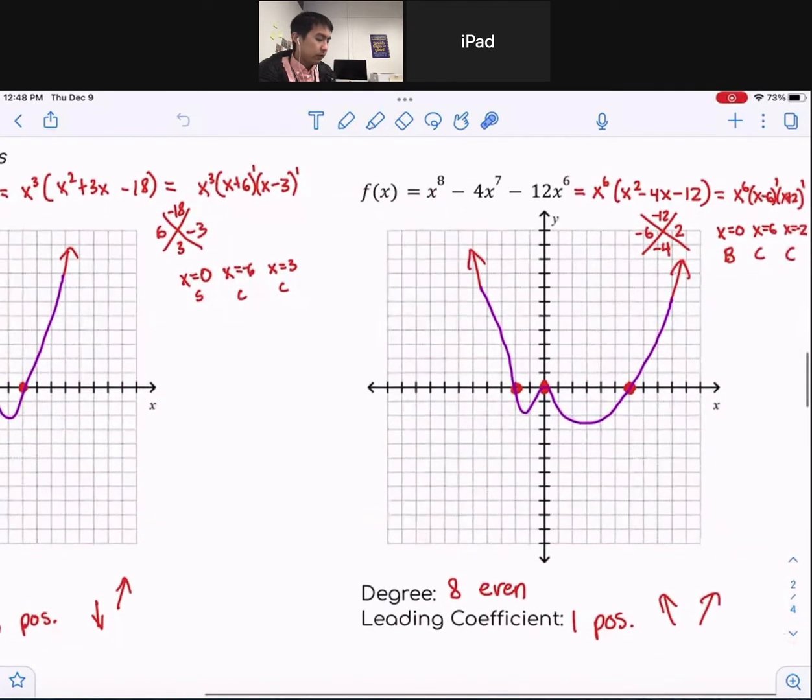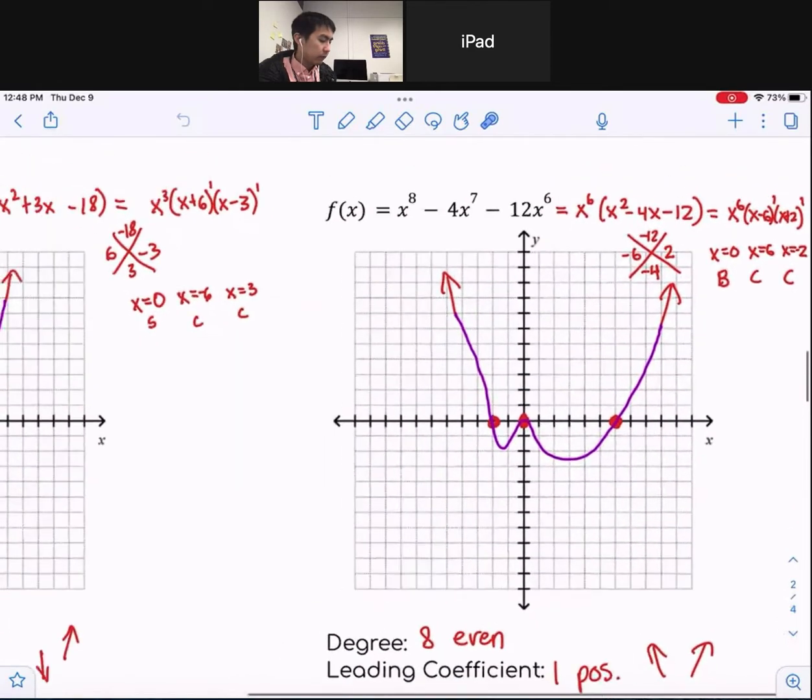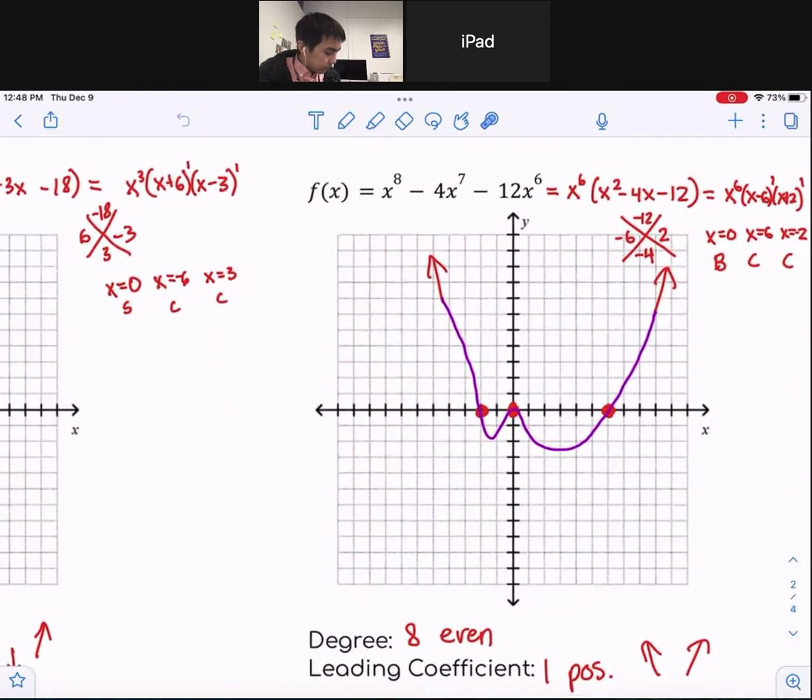Same thing for the next one. You guys have to, well, this is in standard form, so highest degree is 8, that's even, and the coefficient's 1, that's positive, up, up. Factor out everything. You need to have factored form, you guys, in order to graph.